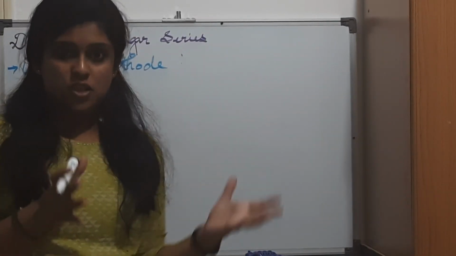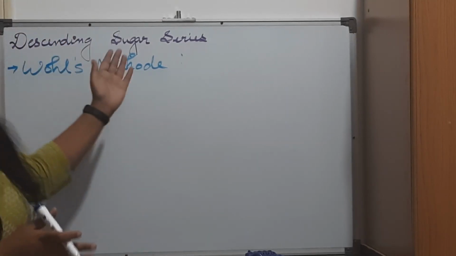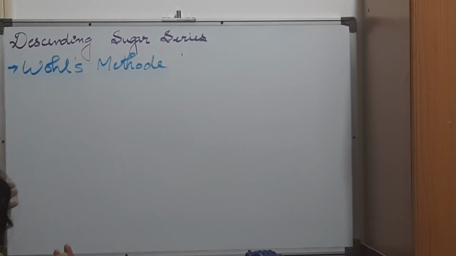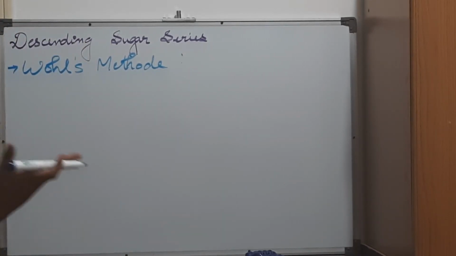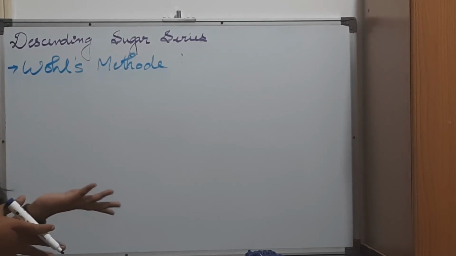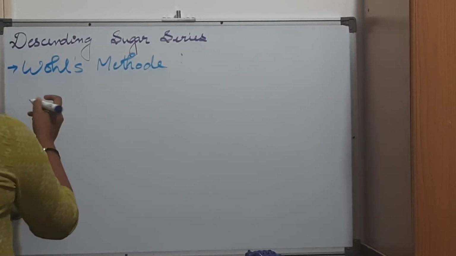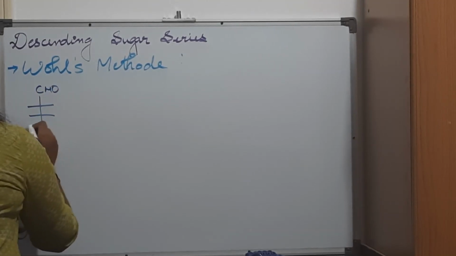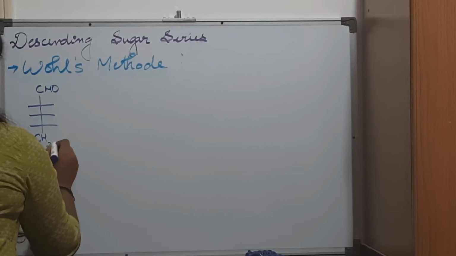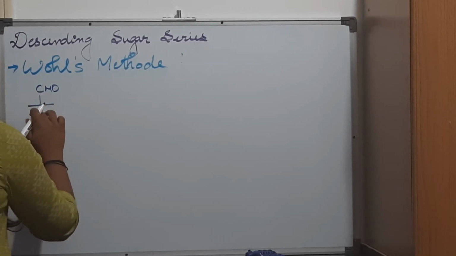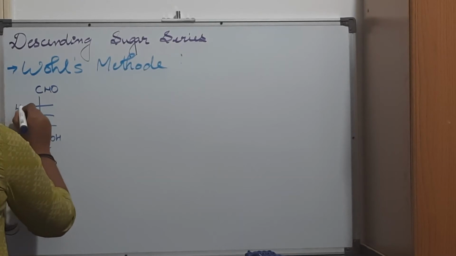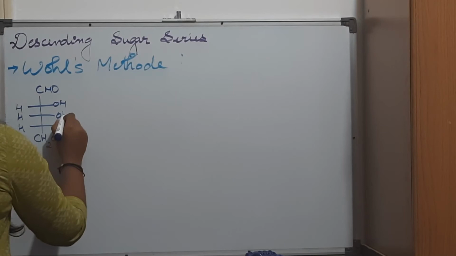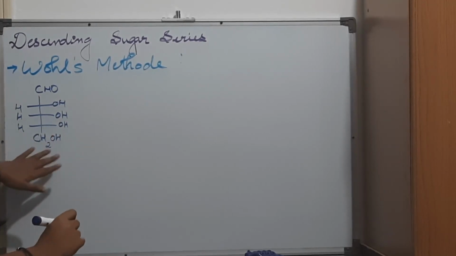So now we have the last topic of this video, which is Wohl's method for descending or decreasing the chain length, or descending the sugar series. Wohl's method, here again, similar to my Ruff's degradation, I can consider an aldopentose. So I take CHO, H, H, H, then OH, OH, OH. This I took as an aldopentose.